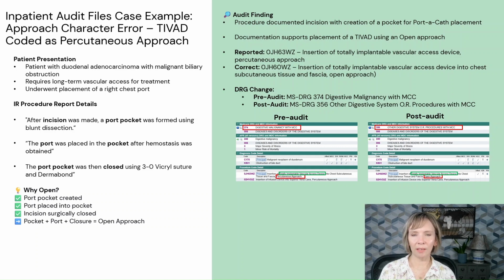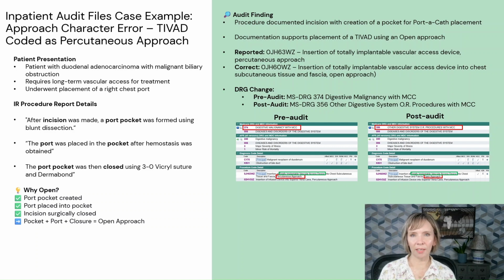As a result, the code assignment was revised from 0JH63WZ, insertion of totally implantable vascular access device into chest subcutaneous tissue and fascia, percutaneous approach, to 0JH60WZ, insertion of totally implantable vascular access device into chest subcutaneous tissue and fascia, open approach. In this case, the device character was assigned correctly, but the approach character was coded incorrectly. This revision of the approach from percutaneous to open moved the case into a surgical DRG.